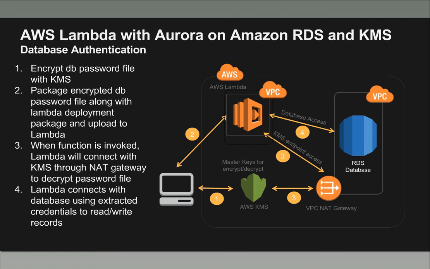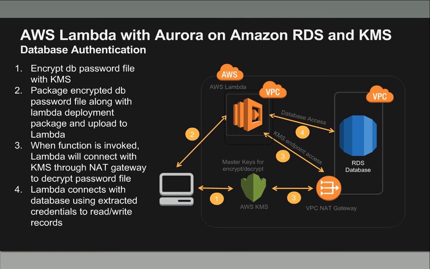Now what I'm going to show you is a quick demo of how you can use Lambda to talk to both resources within your VPC. I'm showing a demo that Lambda can talk to an Aurora database within a VPC and also use KMS, which lives outside of your VPC, so that the Lambda can talk to both resources within your VPC as well as outside your VPC. So here we are encrypting the database password file.